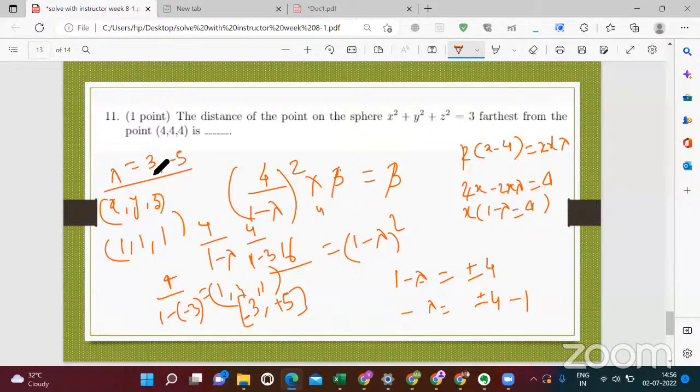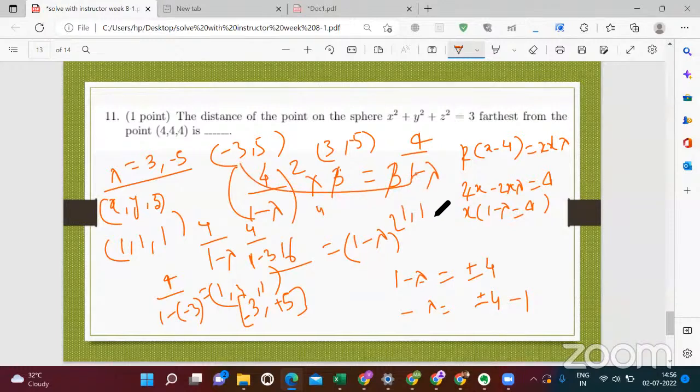So the same thing you'll get. If I'm getting -3 and 5, you will get 3 and -5. So when you put the value, like I was having 1 minus lambda and I put this value, I'm getting 1, 1, 1. So when you put that, you'll get 1 plus lambda.